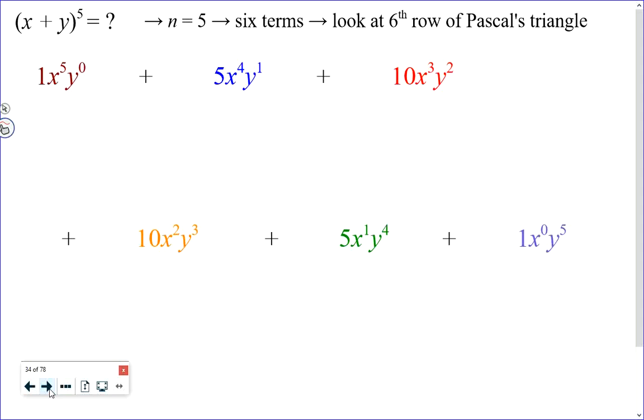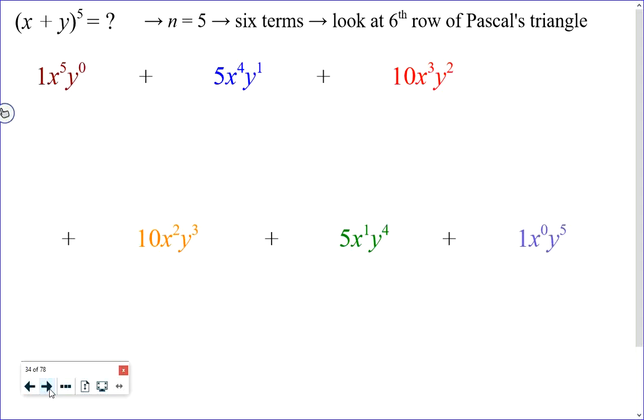I want you to notice something, though, that the sum of the exponents on the two terms, x and y, when they're put together as a product in the expanded form, the sum of those exponents is always n. So 5 plus 0 gives you 5. 4 plus 1 gives you 5, etc., all the way down the line.